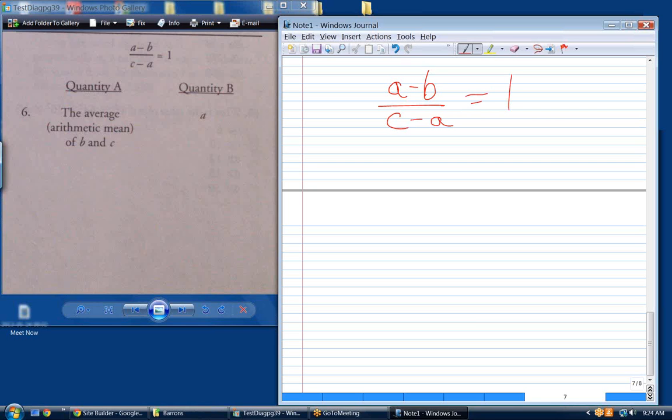So in this case, would I try to solve? Yeah, in other words, it's going to be real hard coming up with an arithmetic mean of B and C when we're looking at it in this format. Okay, so if this number is equal to 1, and I'll multiply both sides by C minus A, I get A minus B equals C minus A.